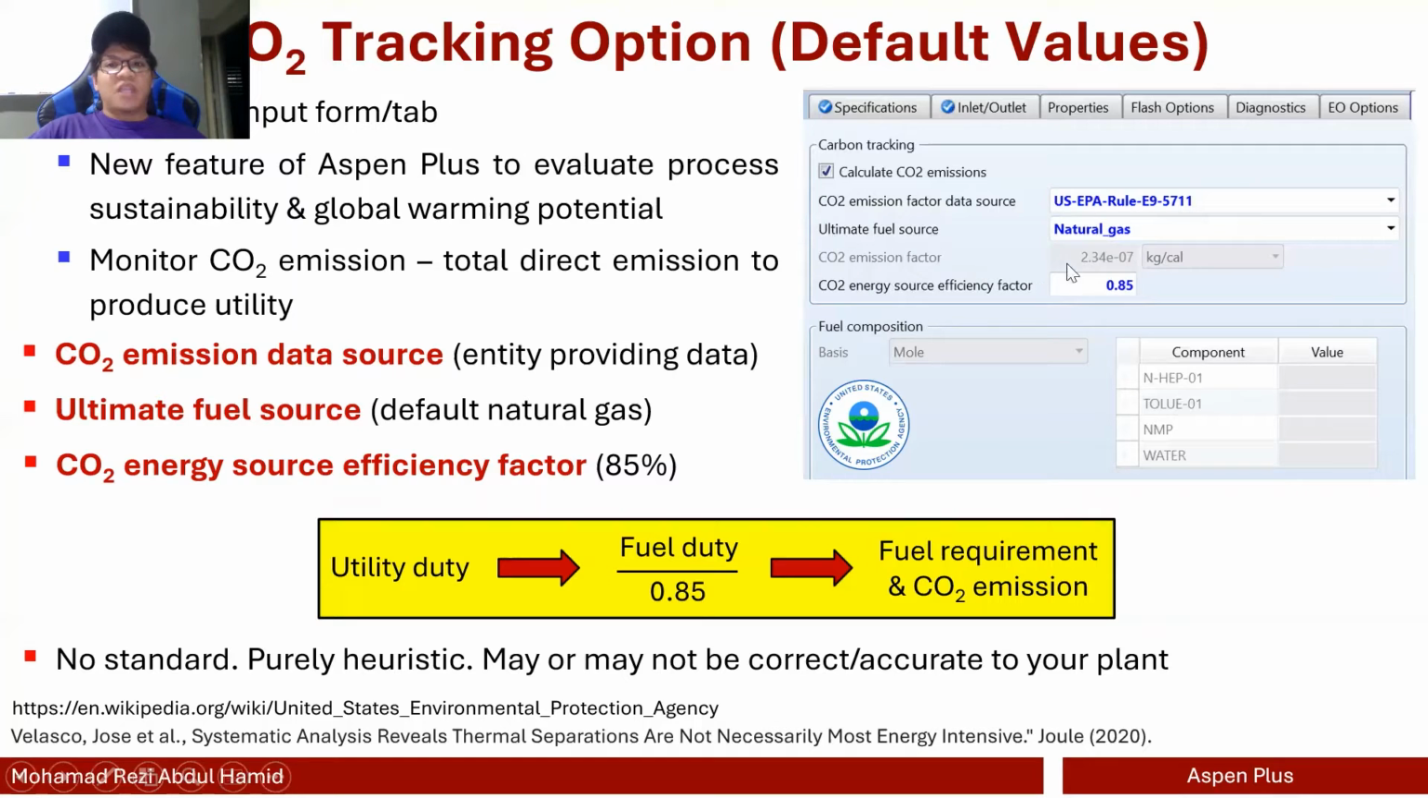CO2 emission factors here means for every calorie of energy that you produce using natural gas, what is the amount of carbon dioxide in kilograms that you produce. Now, CO2 energy source efficiency factors. This can be quite tricky, by the way. So how it calculates is like this. The default value is 85%.